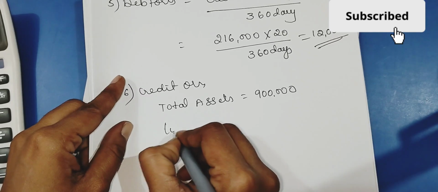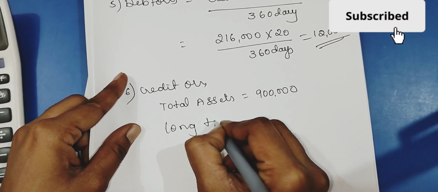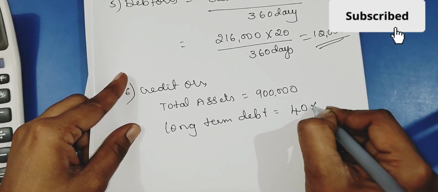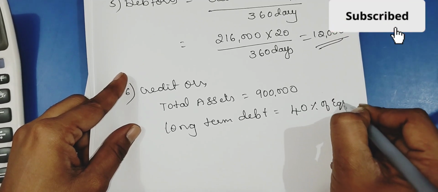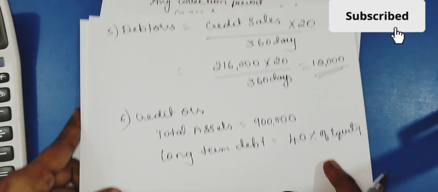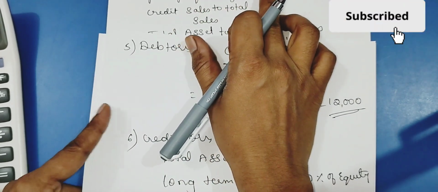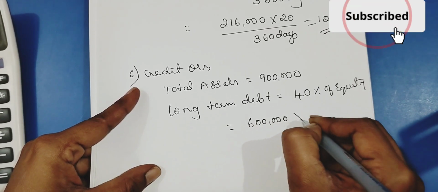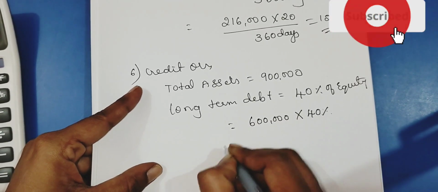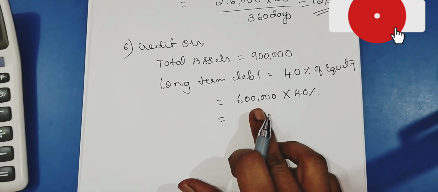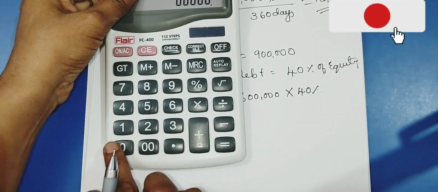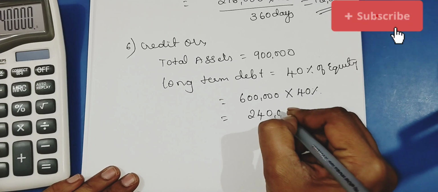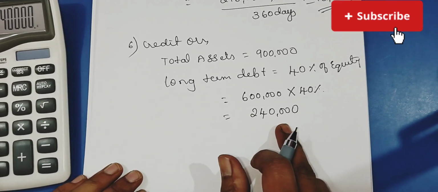So the long term debt is how much? Long term debt is 40% of equity. Equity value is given, that is shareholders fund is 6 lakh. In 6 lakh, the 40% will be considered as long term debt, right? So 6 lakh into 40%, 2,40,000. 2,40,000 is the long term debt, right?